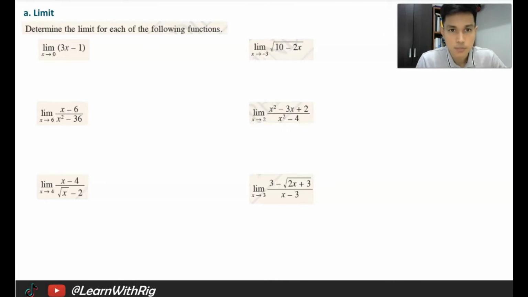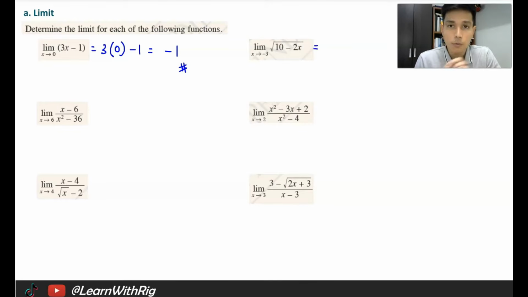So direct substitution is basically just substitute. So in this case, they say x approaching 0, right? So you're just going to substitute 0 into the x value. So you get 3 times 0 minus 1. So you get -1. So this is your answer. Okay, so there is a value for this. So this is your answer. Let's try question B. Okay, this is A, this is B.